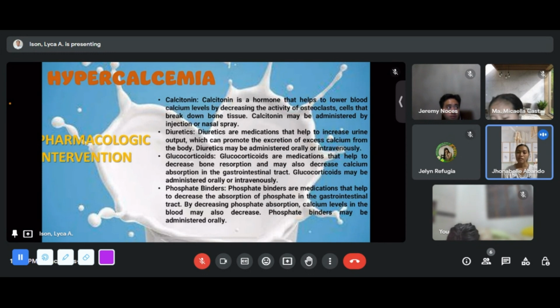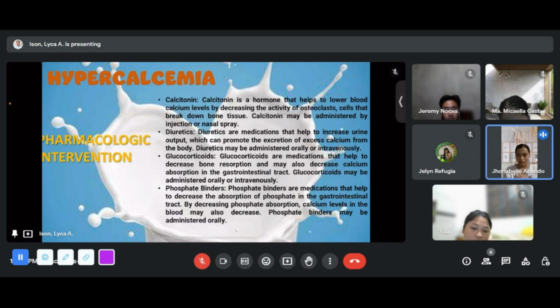Second is diuretic. So, nagpapababa ito ng sobrang tubig at asin sa katawan. So, sa pamamagitan nito, nababawasan din ang concentration ng calcium sa dugo. Third is glucocorticoids. Ito ay mga uri ng steroid hormones na maaaring magpa-lower ng level of calcium sa dugo. Ito ay ginagamit kung merong underlying medical condition na nagdudulot ng hypercalcemia.